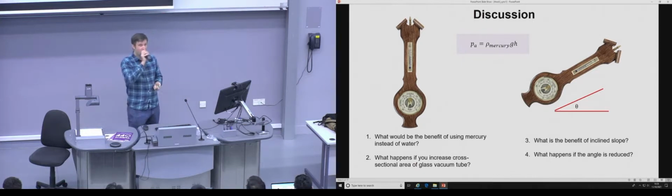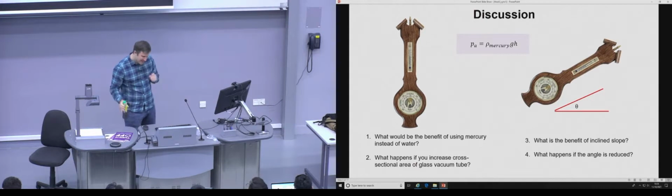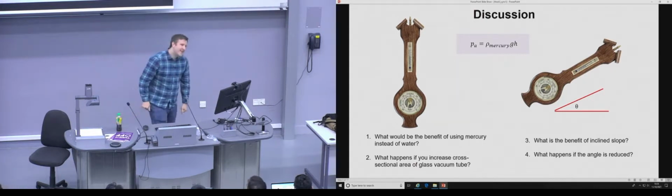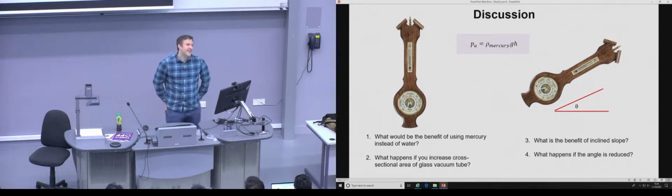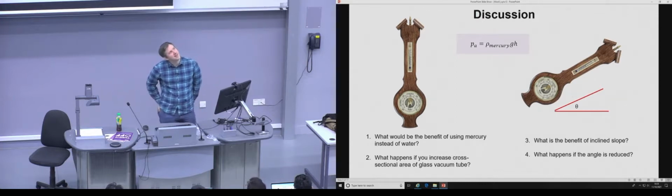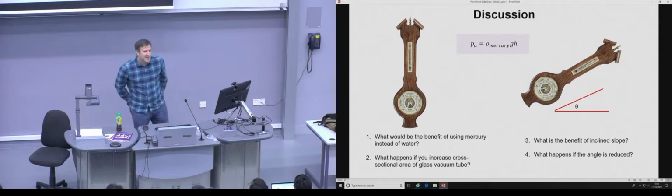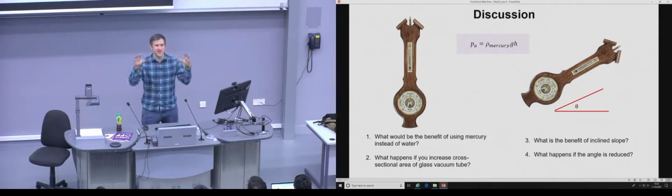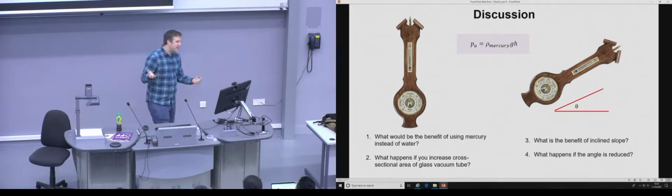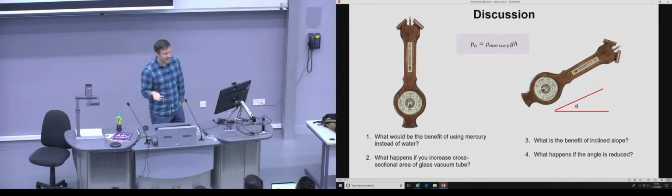What happens if the incline angle is equal to zero? Yeah, good question. Is it going to turn into a cylinder? Depending on the dimensions, you could consider it like a cylindrical container where the height would be changing as the cross section would be changing, but in practice it wouldn't work basically.